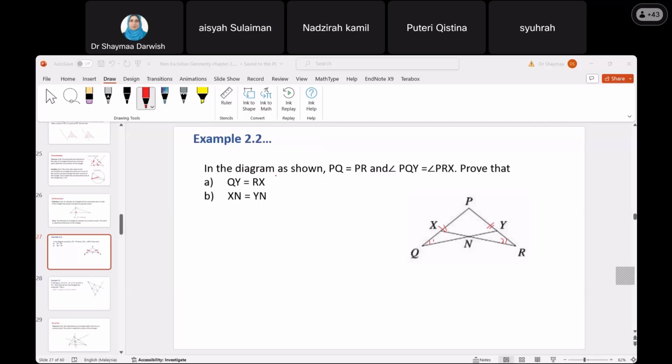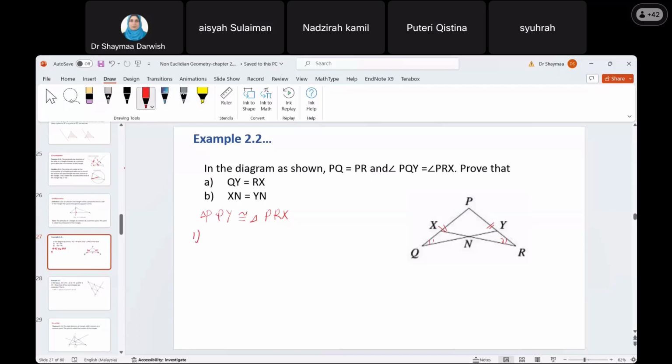Now you have the triangle PQR. You have the triangle BQY. This one is congruent to the triangle BRX. I will make a congruent between these 2 triangles, BQY and BRX. Okay, what we have, if I need to do this, so what we have?